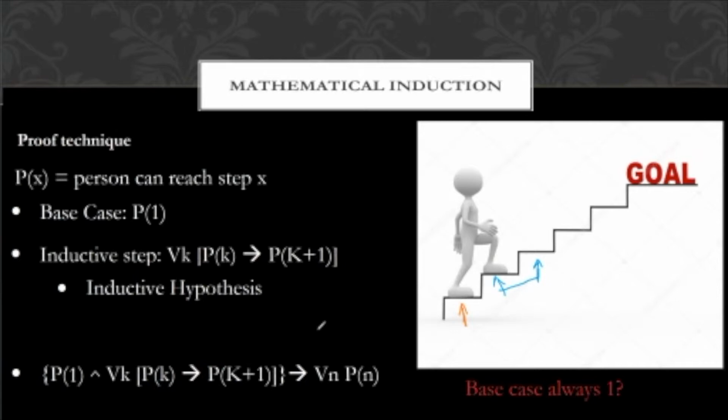So pretty much, this is how a proof by induction works. P(1) holds, and if P(k) holds for some arbitrary value k, then P(k+1) must hold, which is the inductive step. And once we've shown those two, then we've shown this holds for all n. One may ask, is the base case always 1? The answer is no. It depends on what the problem is telling you.